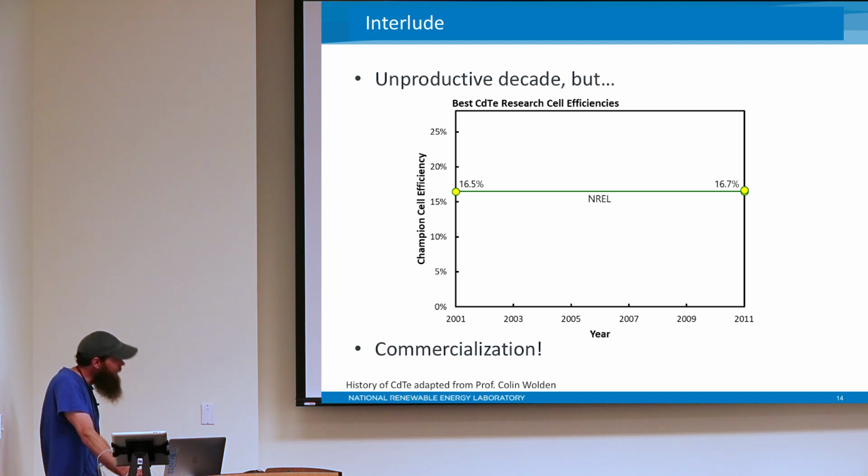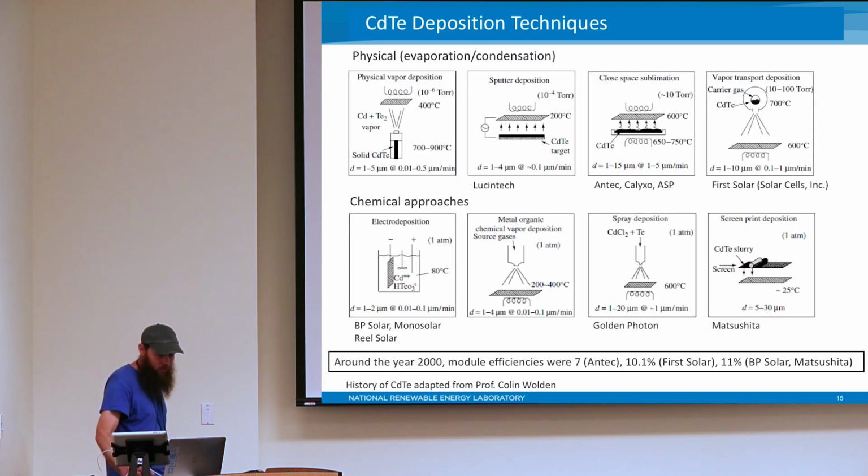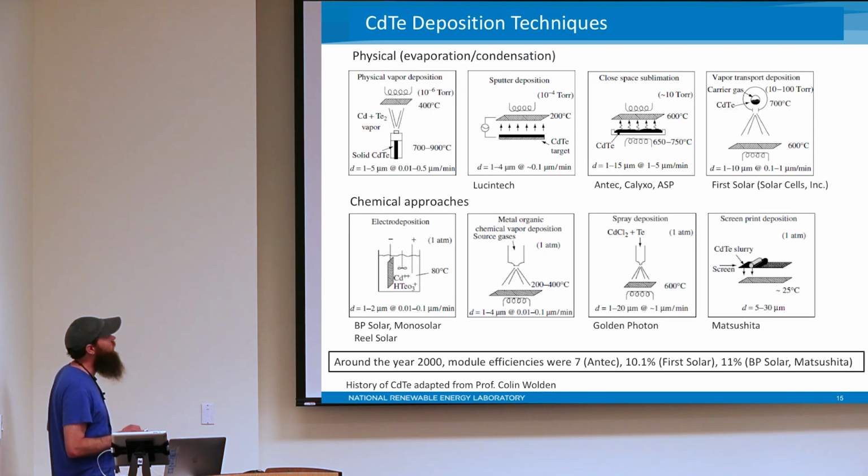And then there was about a decade where you don't really see the efficiency move. However, in this decade, you started actually seeing companies decide to step in. There are a number of companies that were working on it here, and they start actually selling products in this decade. There are a variety of ways in which one can deposit this material. Some of these companies are still around even, and they're underneath the different deposition techniques that they're using for the absorber.